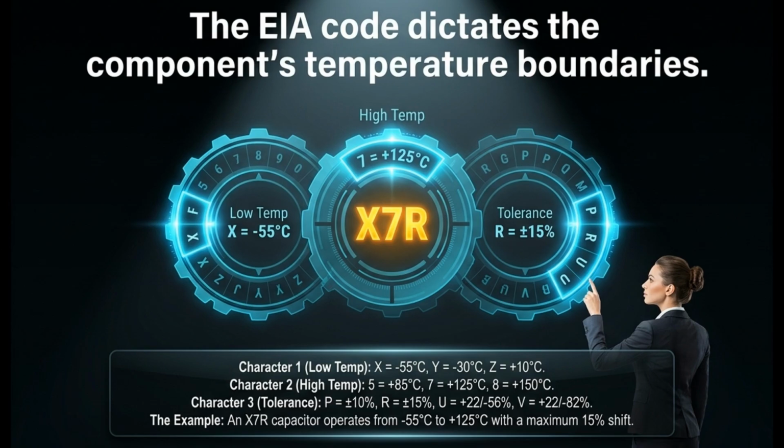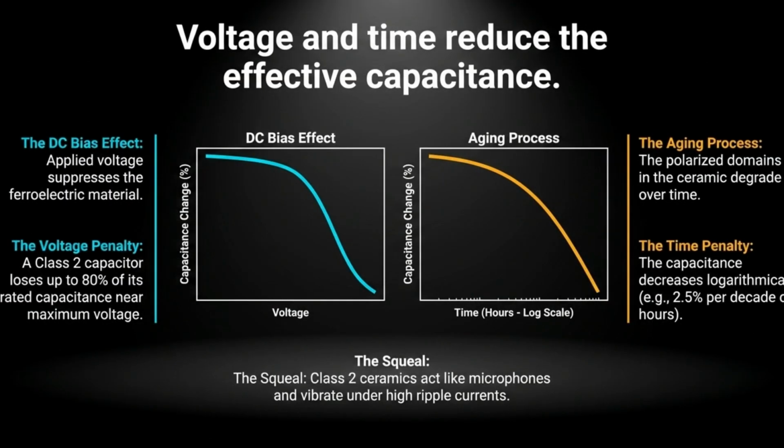The EIA code dictates the component's temperature boundaries. The first character defines the low temperature, the second the high temperature, and the third the tolerance. For example, an X7R capacitor operates from minus 55 degrees Celsius to plus 125 degrees Celsius with a maximum 15% shift. Voltage and time reduce the effective capacitance.